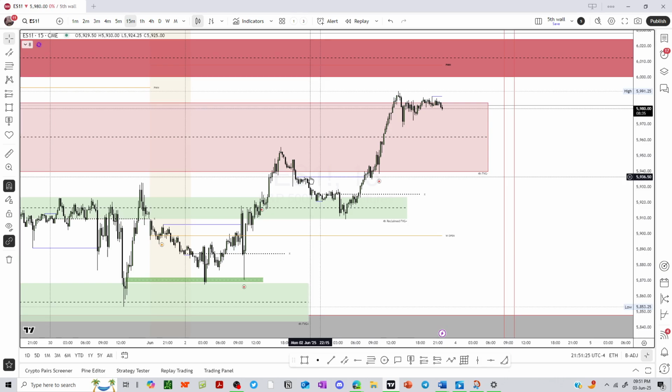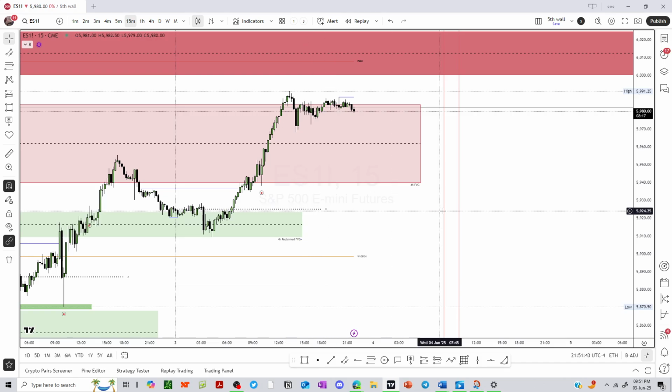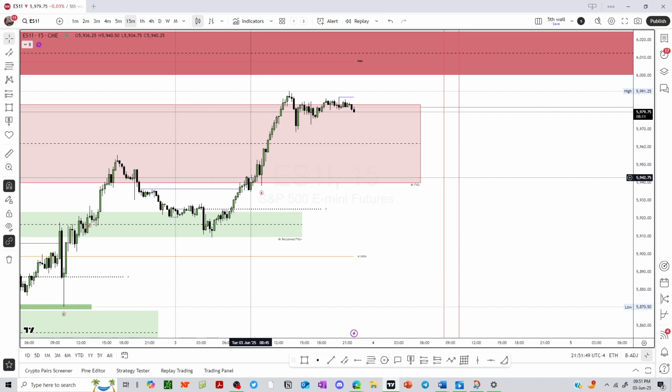Push higher, breaking the Asia high. Consolidated here. And then traded here. Pull back down. All right, good. So that's an entry here. Order block entry.